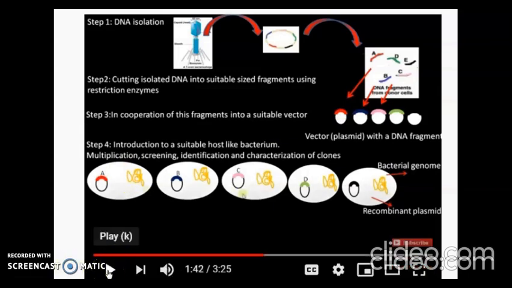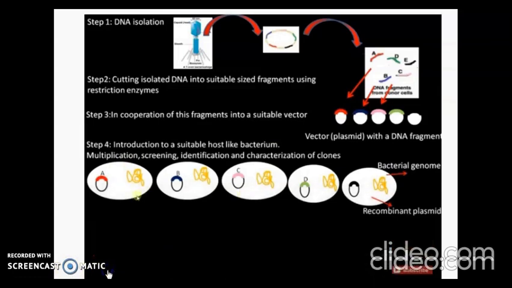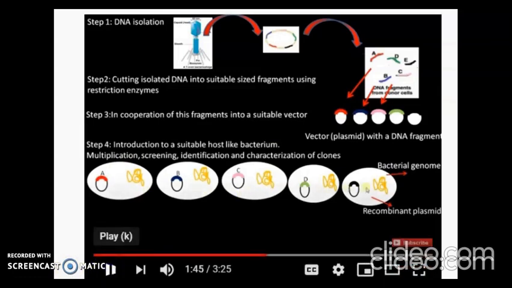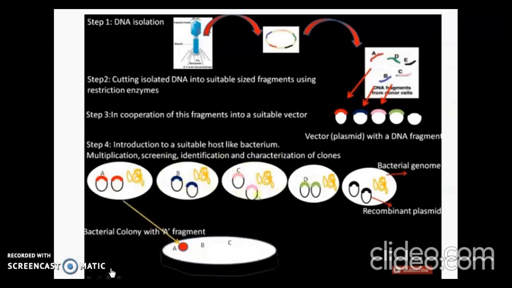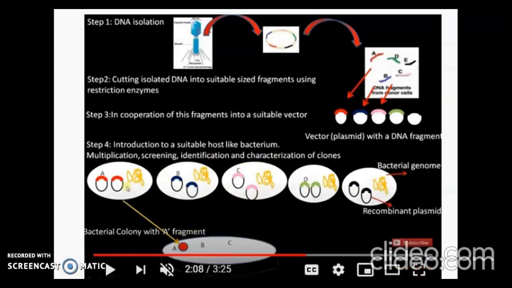So now we have the 5 fragments incorporated in different bacterium. This is followed by multiplication inside the bacterium, and these plasmids replicate and will have a number of copies of that particular fragment, and from the rest we need to identify the colonies that have this fragment. So in this step, multiplication, screening, identification and characterization of clones take place.